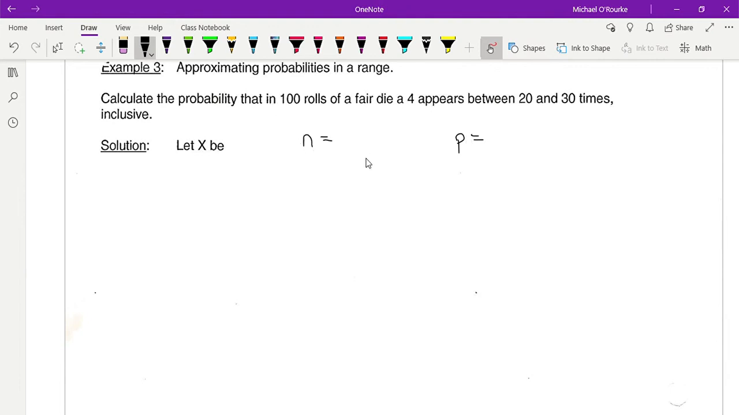So what's my n and my p here? What's my n? 100. What's my probability of success? I'm rolling a fair 6-sided die. What's my probability of a 4 showing up? 1 over 6.